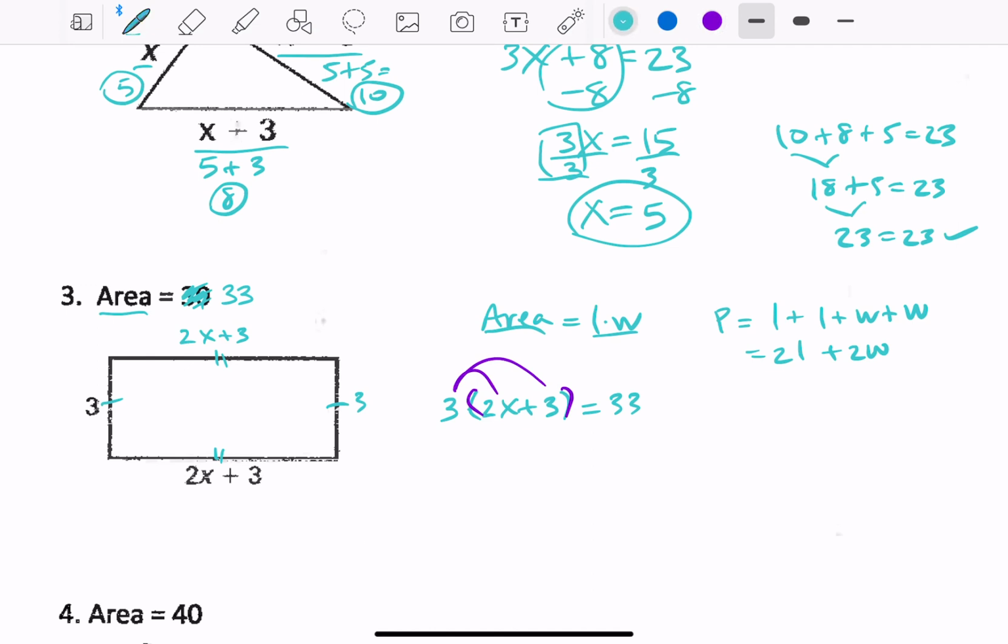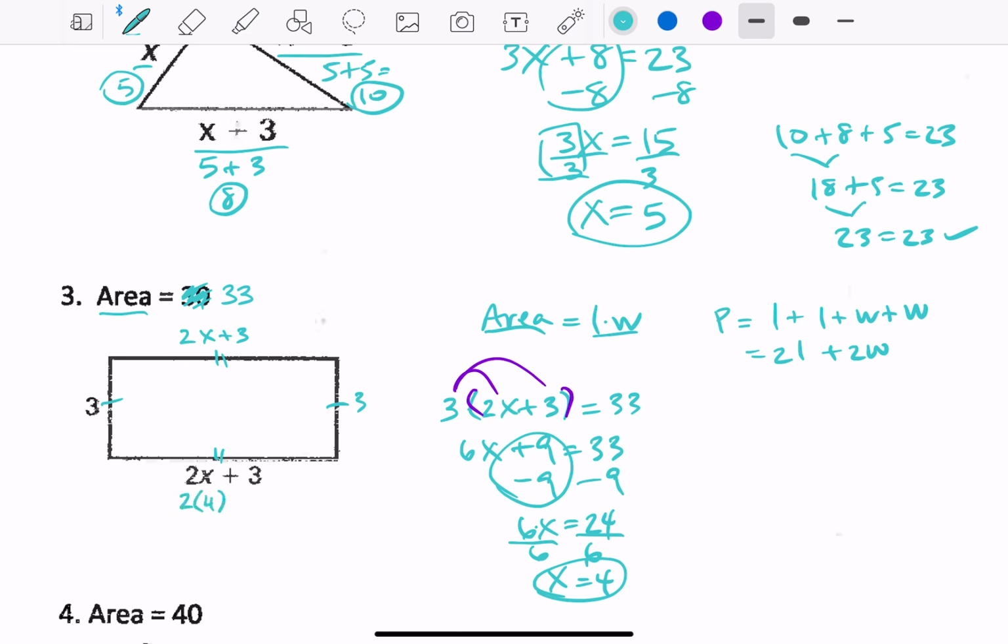So 3 times 2x is 6x. 3 times 3 is 9. So I have this equation now. I don't have any like terms to combine, but I want to get x alone. So I'm going to get rid of the plus 9 first. That's a 0. 6x equals 24. It's being multiplied by 6, so I'm going to divide by 6 on both sides, and I get x is 4. And I'm going to now use this in these side lengths.